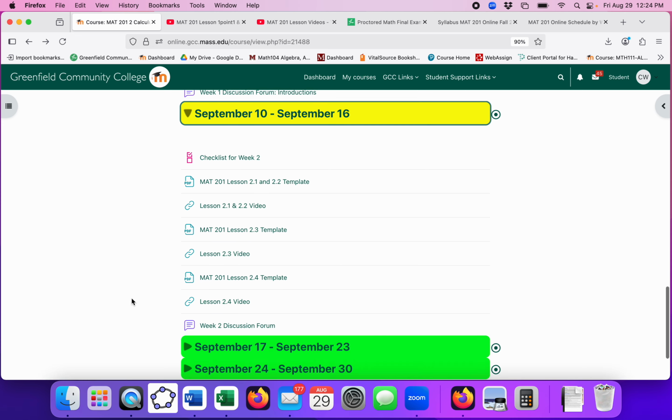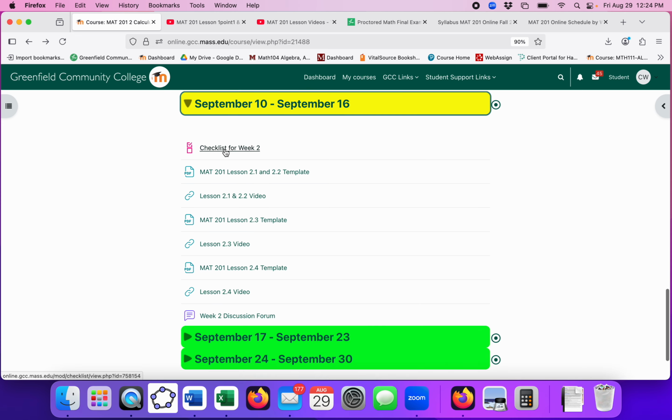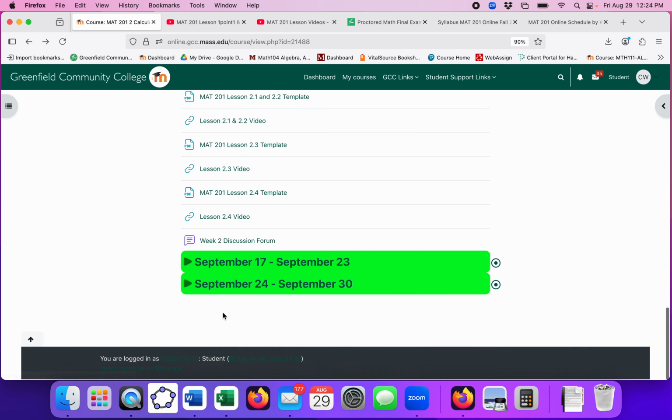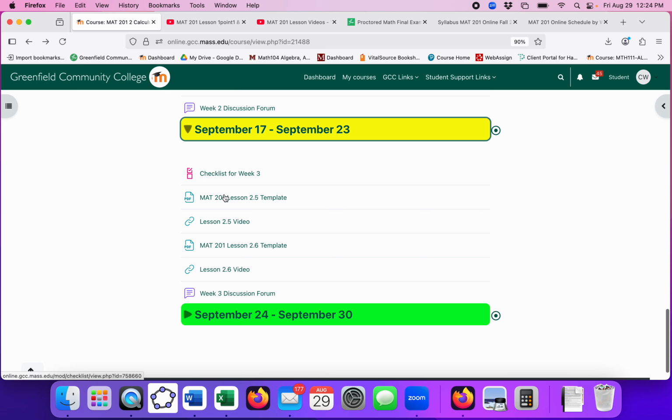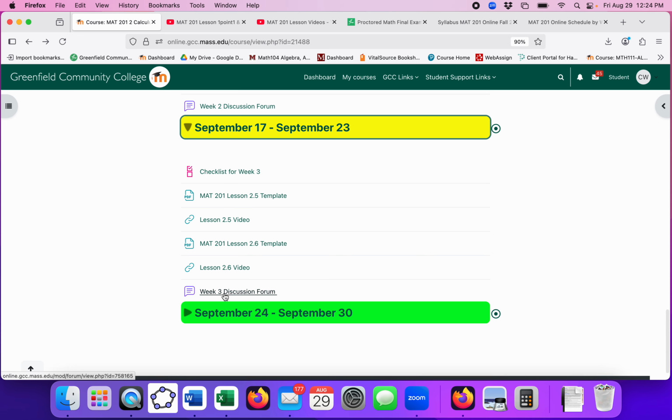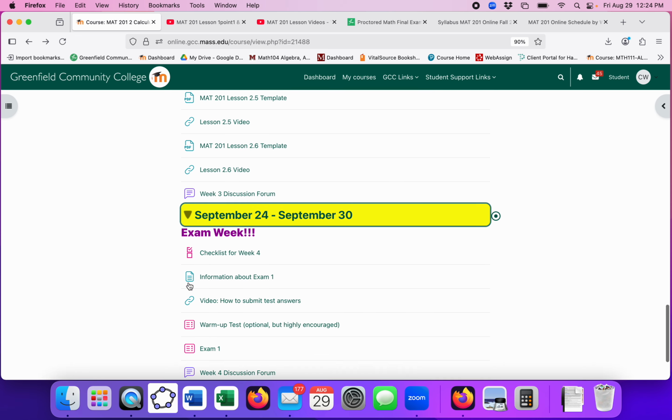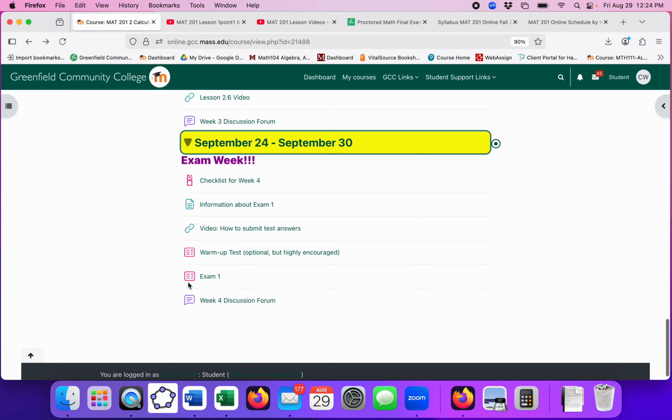Week 2 is going to look very similar. Checklist, and then everything you need to complete the checklist is right underneath it. Week 3, same thing, a checklist with everything you need to complete it underneath. And then week 4 is the exam week. It has the same structure: there's a checklist, and everything you need to complete that checklist is underneath. But instead of working through lessons in this week, you are preparing for and taking an exam.